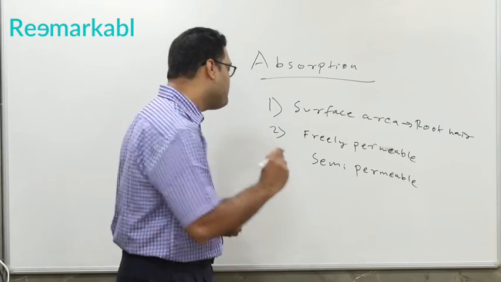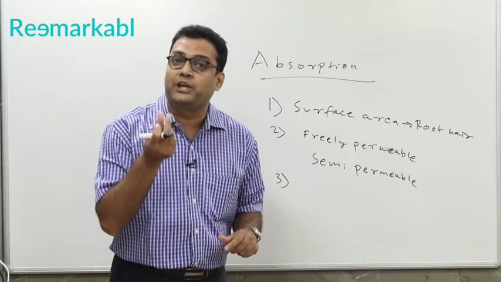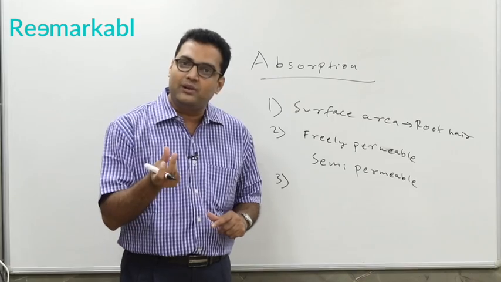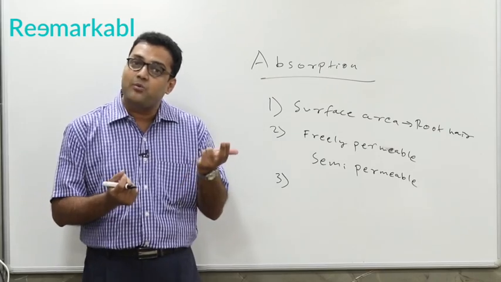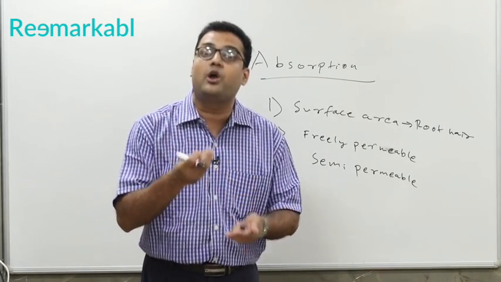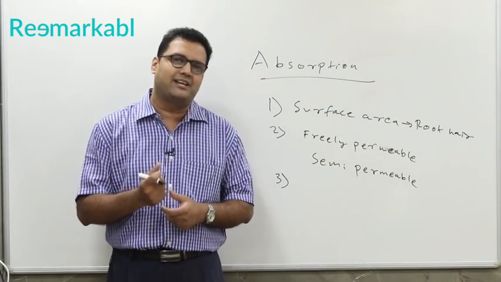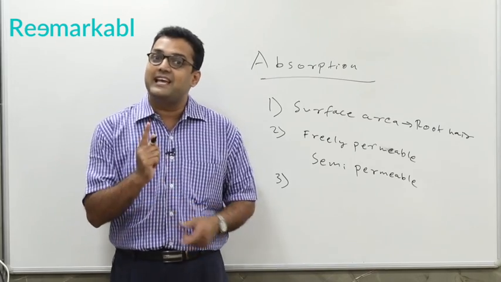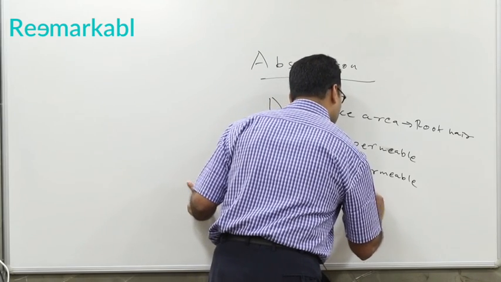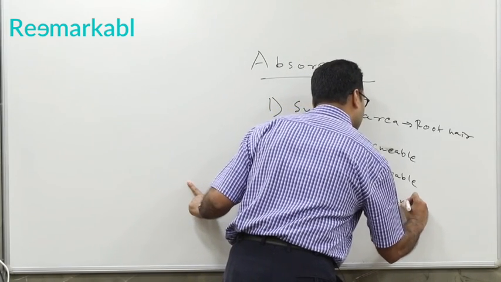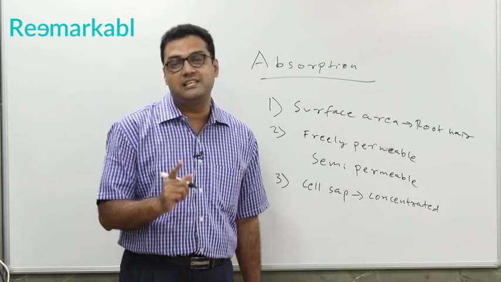Now the third and a very important characteristic. Remember, children, the root has a vacuole, and the vacuole contains cell sap. What is this cell sap? Cell sap is the water in the vacuole along with the minerals. Now you might wonder whether this cell sap should be concentrated or dilute. The answer is the cell sap of the vacuole in the root hair should be very concentrated. Always remember, the cell sap in the vacuole is very concentrated.